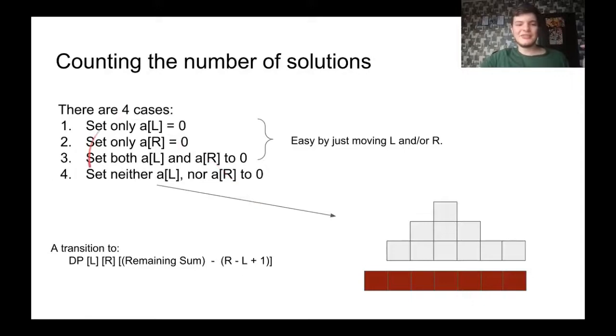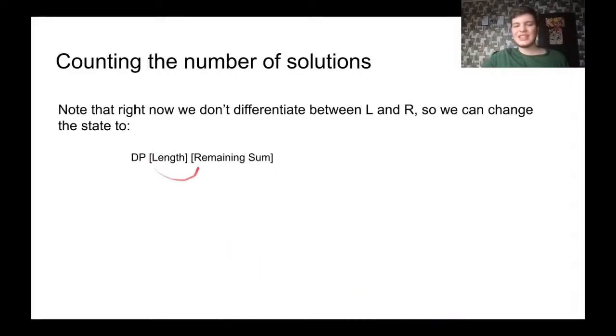Why? Because in the first three cases, we are always interested in the length because we just keep zeros. So we don't really necessarily need to know whether we set the left to 0 or the right to 0 because both cases are pretty much the same. While in the other transition, you can notice that the difference always depends just on the length. So this means that we can just have dp of length and remaining sum, which now is quadratic, like the state is quadratic.